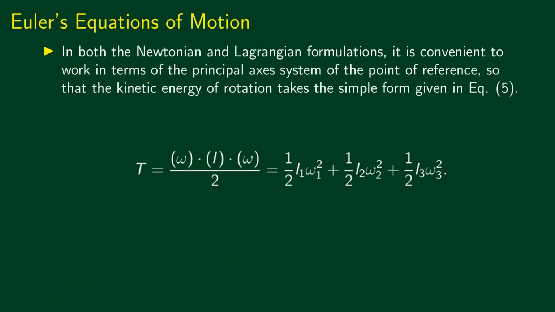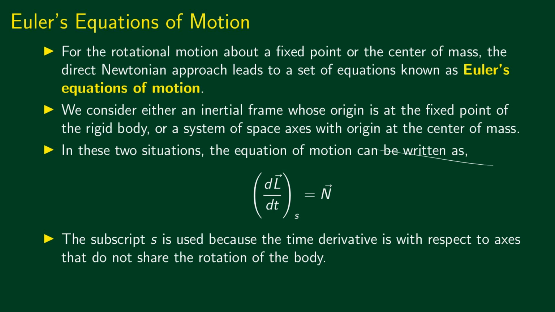Now, both in Newtonian and Lagrangian formulations, it's going to be convenient to use the coordinate system in which the moment of inertia tensor is diagonal, because then the kinetic energy can be written in this simple expression, T equal to half I1 omega 1 squared plus half I2 omega 2 squared plus half I3 omega 3 squared. Let's now focus on the rotational part of the motion alone. In such a case, the direct Newtonian approach leads to a set of equations known as Euler's equations of motion.